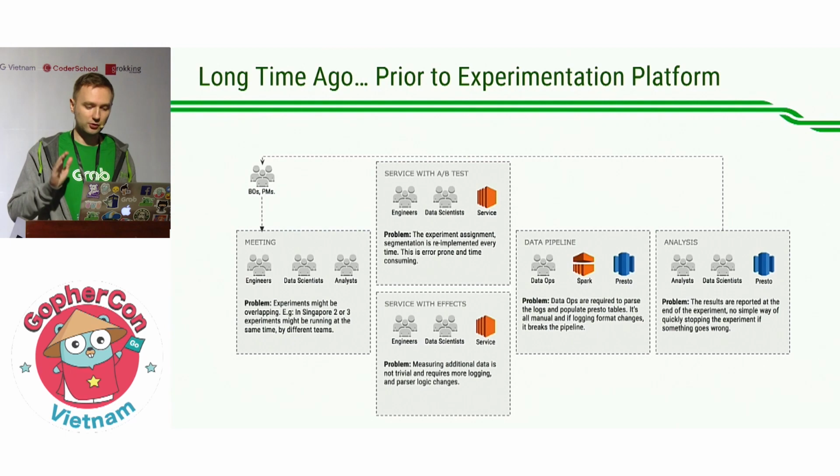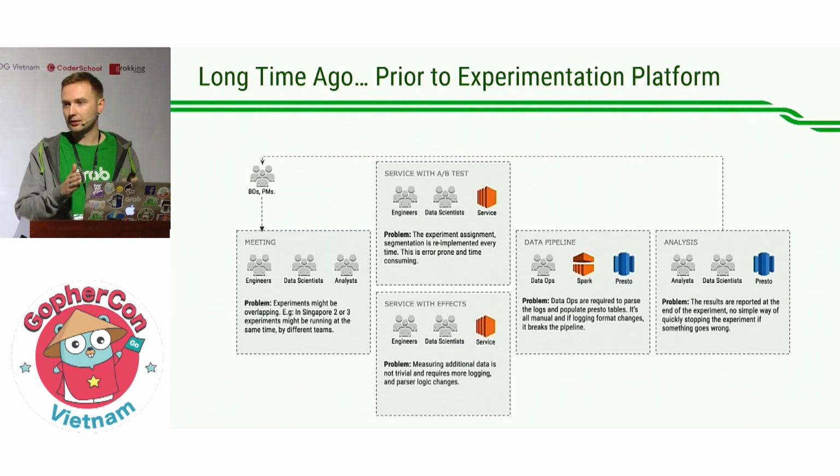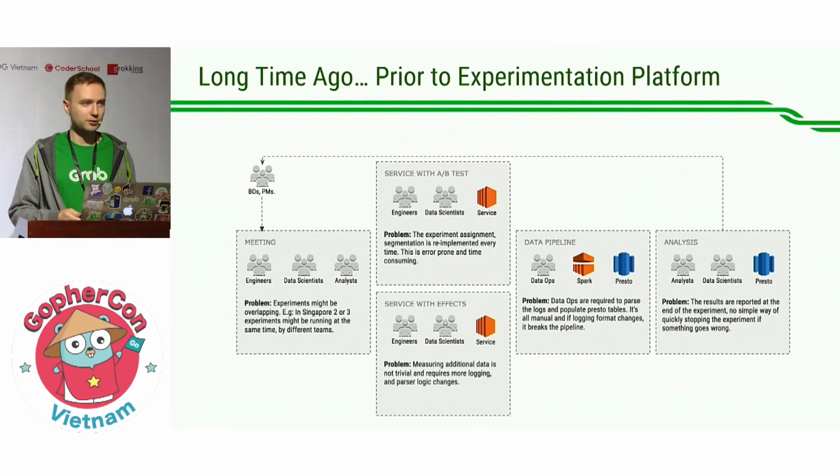Then the service owners would implement the logic of A/B testing in their service and deploy to production. The service that has metrics would implement some logging as well as some metrics measurements. Then the data ops team would build the data pipelines in Spark and push the data to S3, which eventually went to Presto, so you could query it. And then analysts would build dashboards and analyze this.